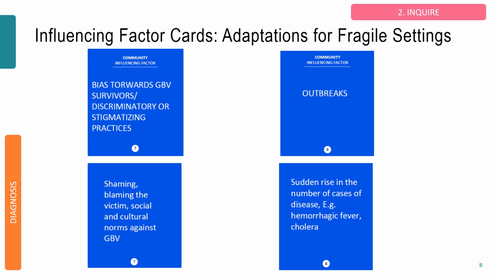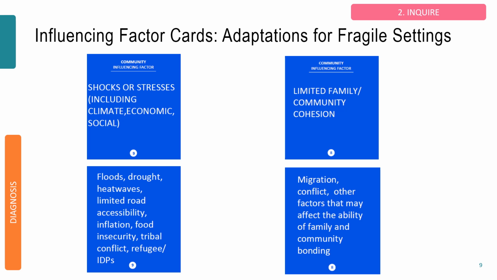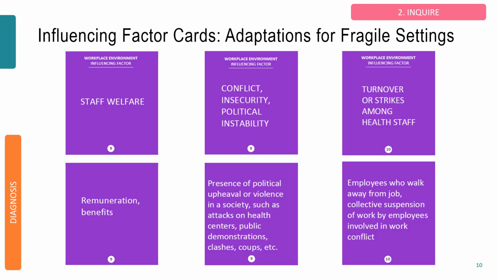These are additional influencing factors that were discovered in Sudan and South Sudan when we went through the orientation and the roadmap. You'll see that the teams highlighted gender-based violence, outbreaks, shocks or stresses, limited family community cohesion, and then staff welfare, conflict and security and political instability, and turnover or strikes among health staff.